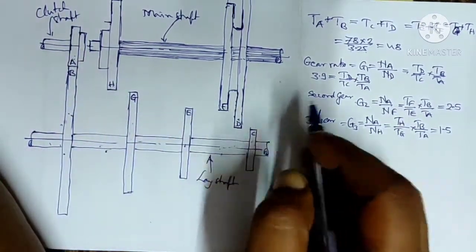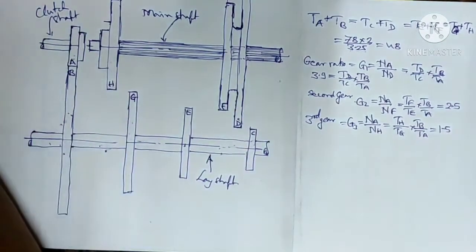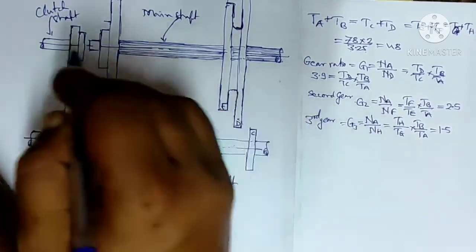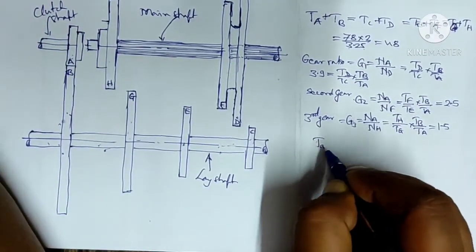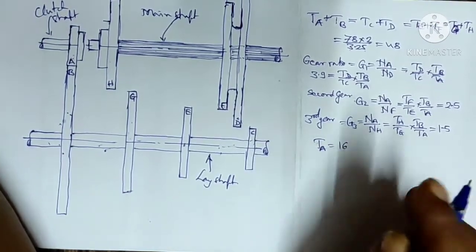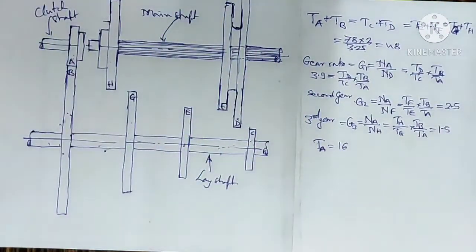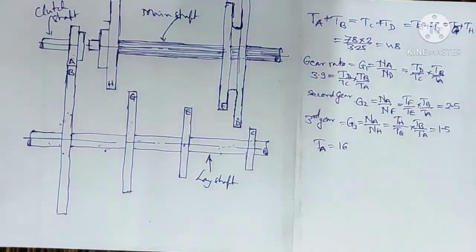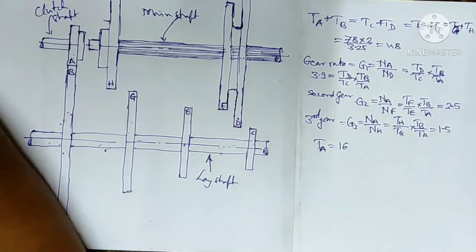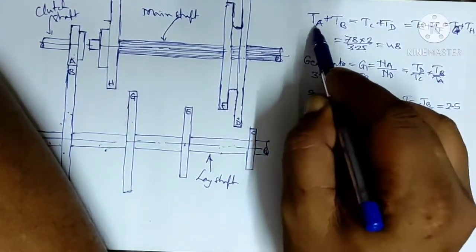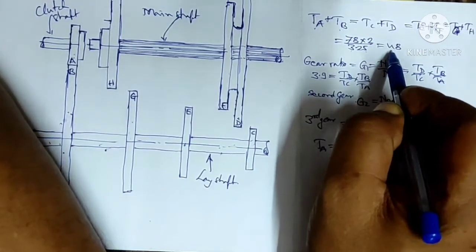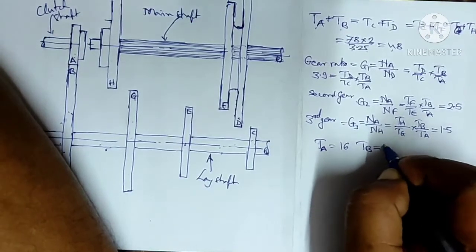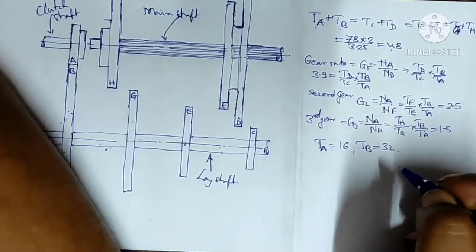Now it is given that 16 teeth should be the minimum on the gear train. So let us assume gear A will have 16 teeth, because we have to assume somewhere which gear is going to have the smallest teeth. So say TA equals 16. So from this equation, TA plus TB equals 48, we can write TB equals 32. So two gears now we know.